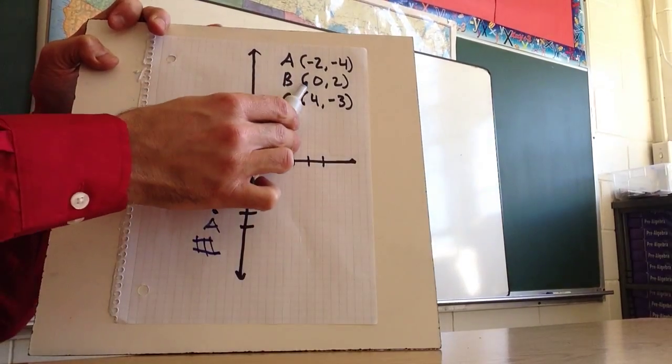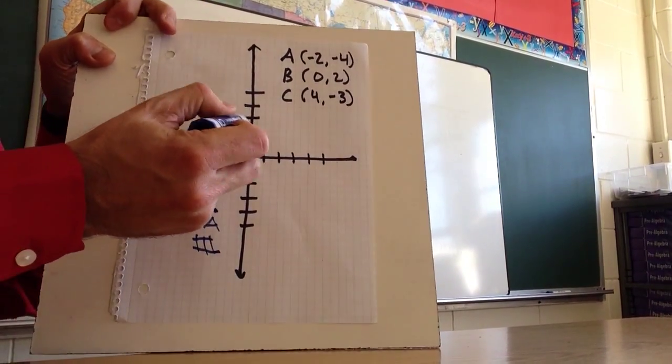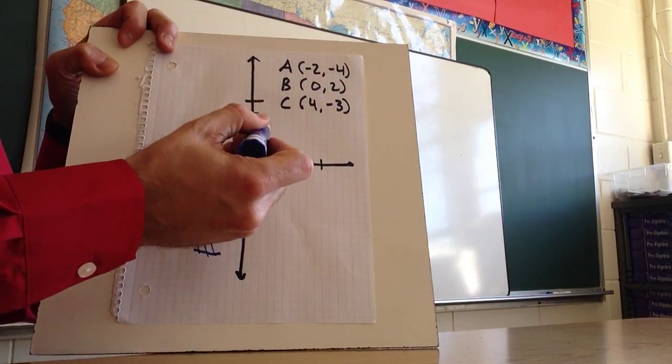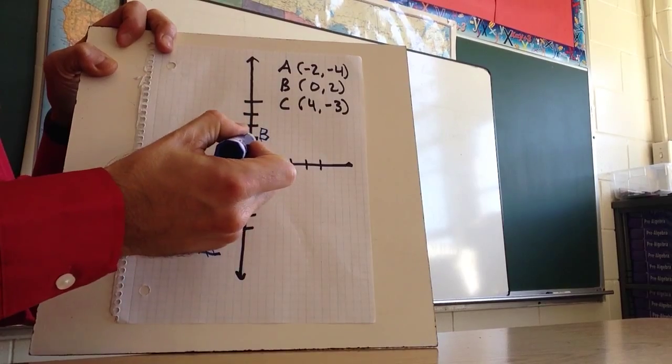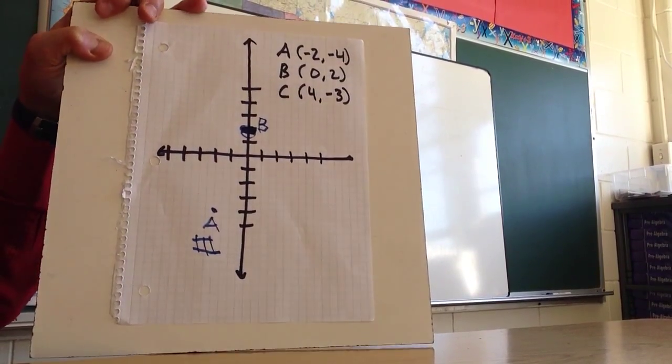All right, point B, 0. So I'm not going to move, and I'm going up 2, 1, 2. Point B should be right here. Keep in mind that, sorry, it's a very large point I made there. That is not in any quadrant.